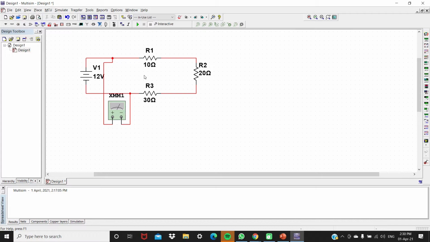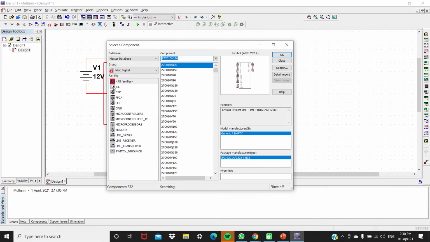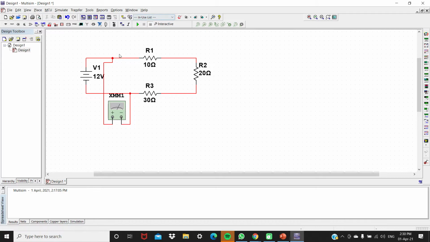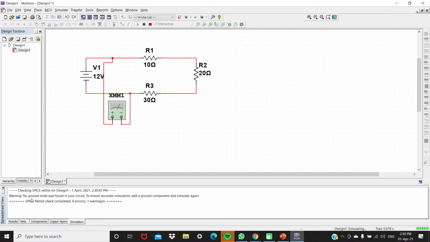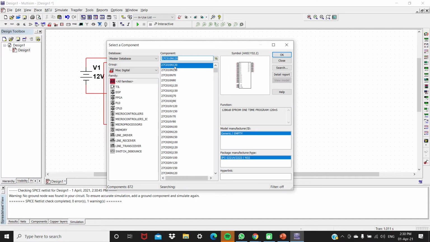So how do we measure it now? Does the multimeter show anything? How do you read the value of the resistance? You're going to show it. But first, there's one thing I need to tell you, you need to put the ground. You can show it like this, but there's an error that says no ground node was found in your circuit. Okay, sure, put it around, no problem.